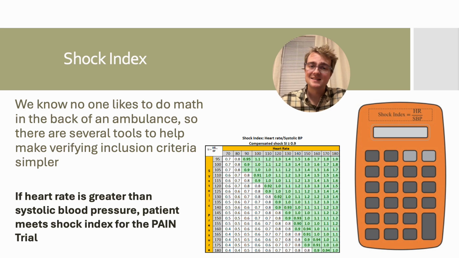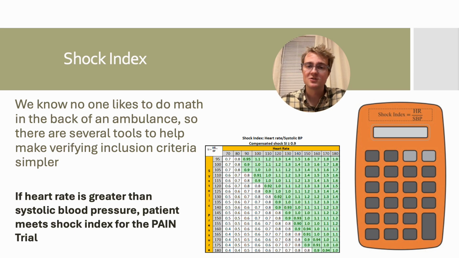If the heart rate is less than 115, then you will need to make sure they meet the shock index. To do that, first you're going to look to see if their heart rate is greater than their systolic blood pressure from the same set of vital signs. If it is, they meet the shock index. If it's not, they still might meet the shock index, so you'll need to do a little bit of math.